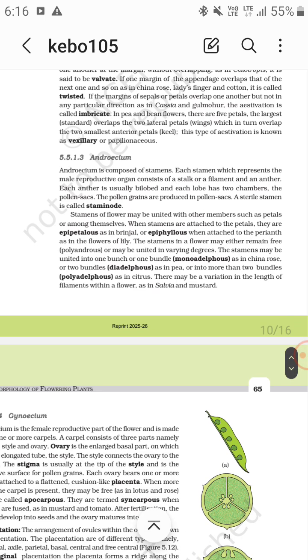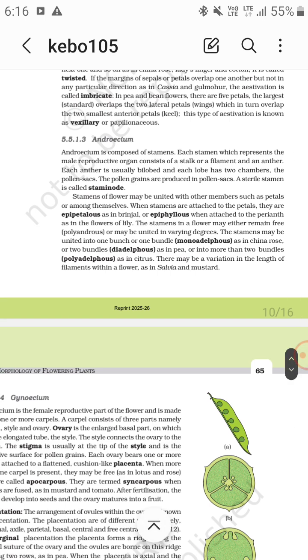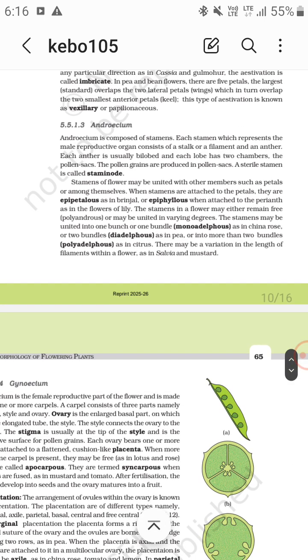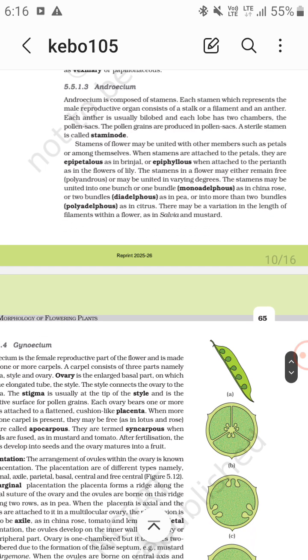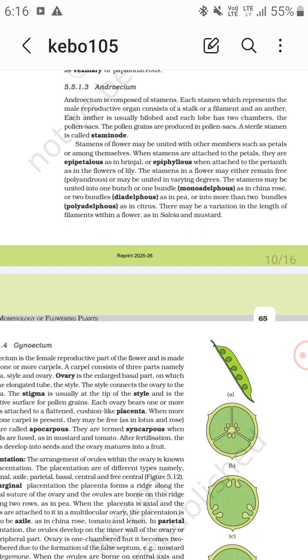Now these stamens can be free, or when the stamens are attached to petals they are epipetalous, for example brinjal, and epiphyllous when attached to the perianth, as in the flowers of lily. Polyandrous is when stamens are free. When they are united into bundles: one bundle is monadelphous, in China rose; 2 bundles is diadelphous, in pea; more than 2 bundles is polyadelphous, in citrus. And variation in the length of the filaments of the stamens within a flower is seen in Salvia and mustard.